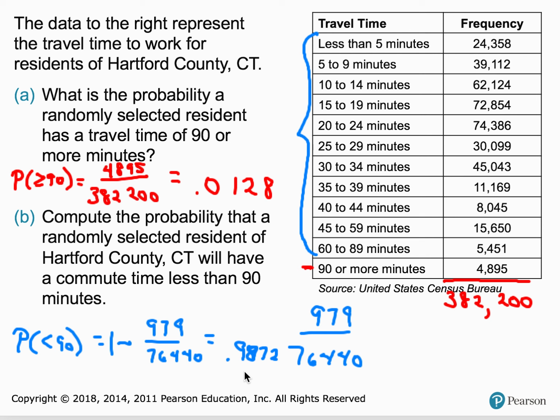So the complement and the addition rule. Let me know if you need any help.